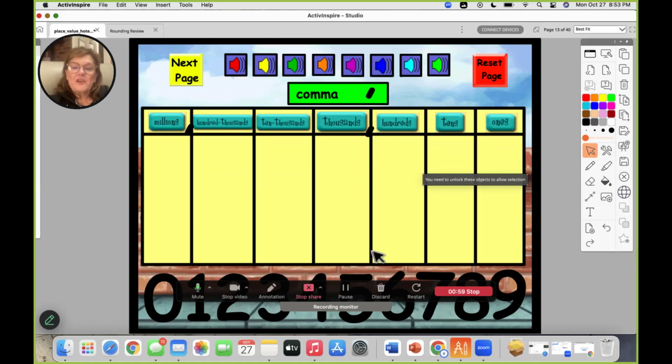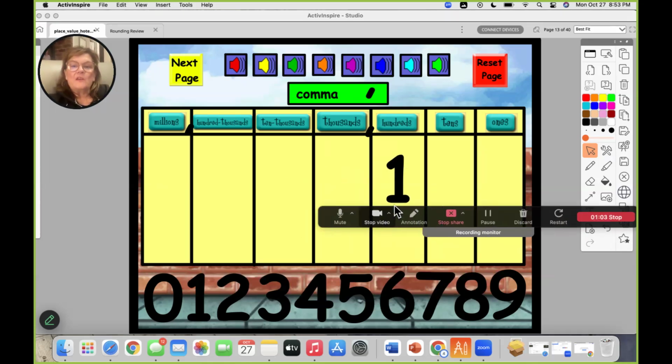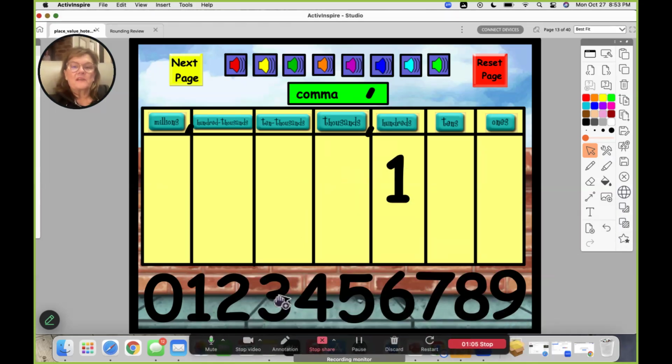All right, so let's drag numbers into these places. Let's say I have 1, 3, 9 in those places. This 9 is in the ones place and has a value of 9. This 3 is in the tens place and has a value of 30. This 1 is in the hundreds place and has a value of 100. We read that number 139. That is the ones period.